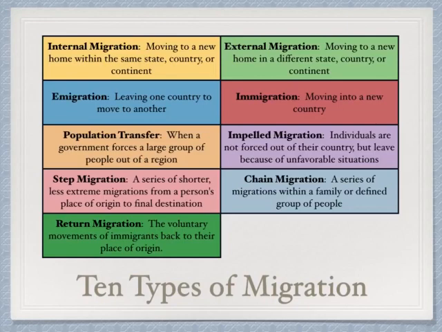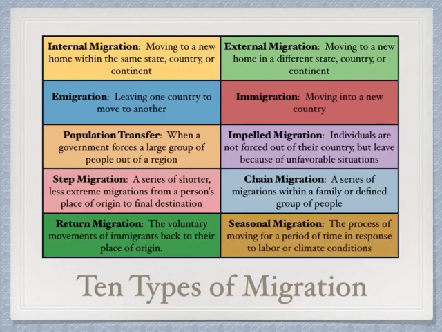A return migration is also known as a circular migration. It's the voluntary movements of immigrants back to their place of origin. And lastly, a seasonal migration, which is the process of moving for a period of time in response to labor or climate conditions. So, for example, migrant farm workers do seasonal migrations.